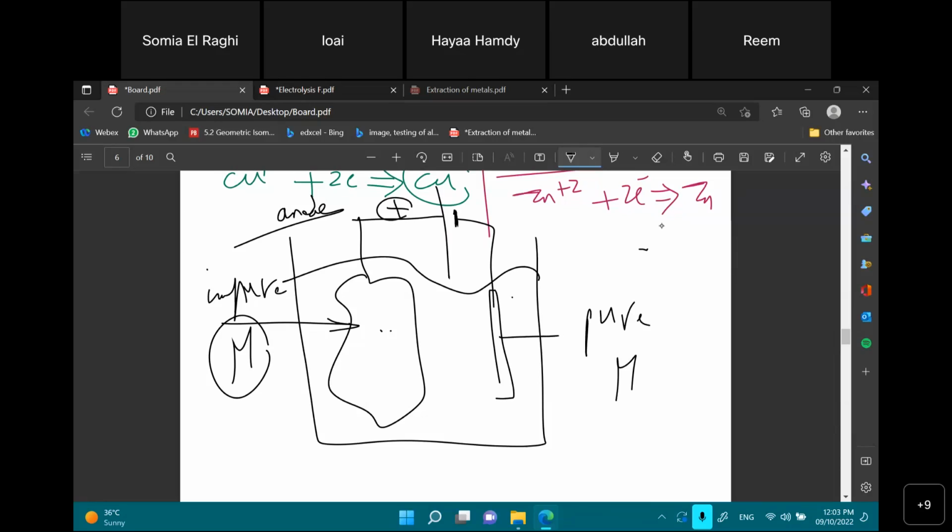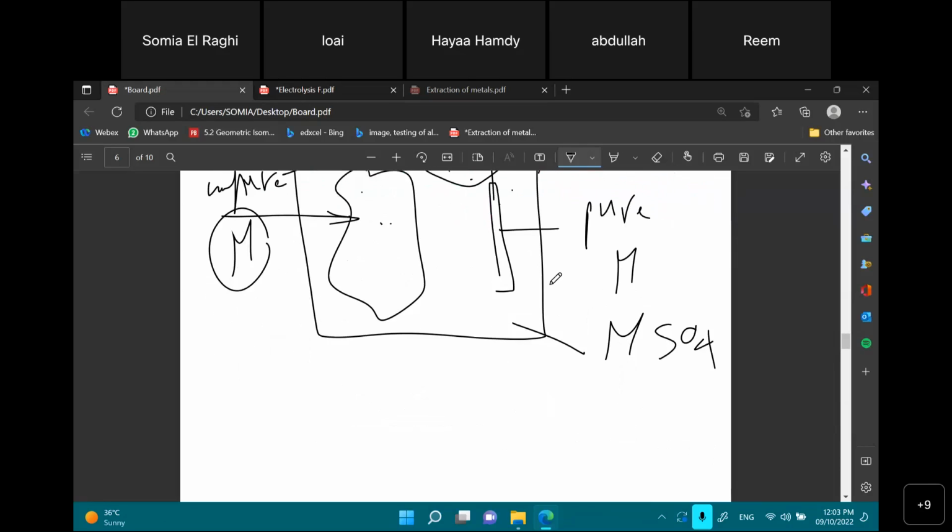Please don't forget, the electrolyte always covers both electrodes. It is what? Any metal sulfate, but it should be what? Aqueous. We write down these two words, aqueous.